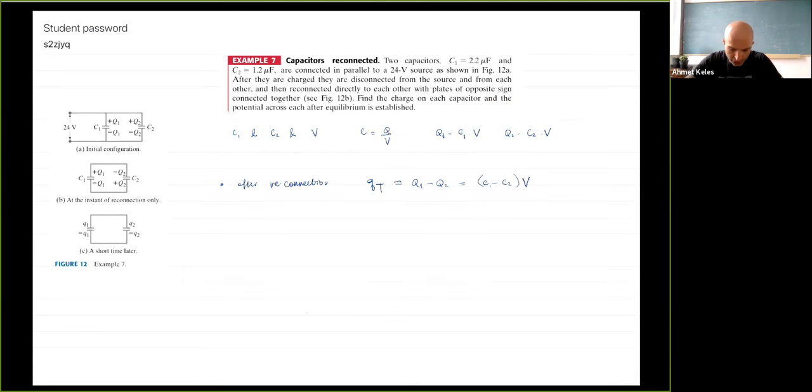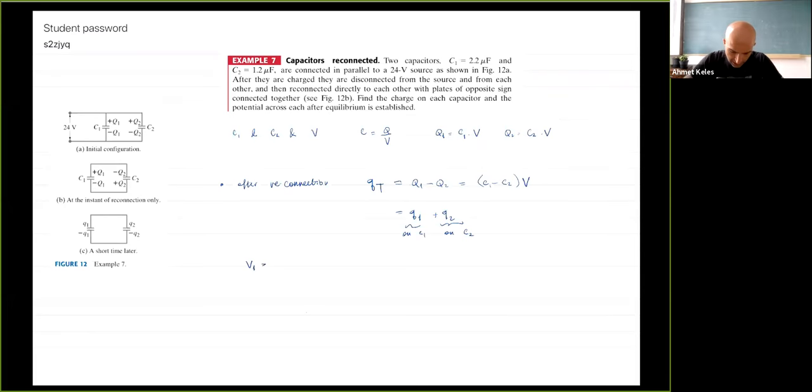Now these guys should share this total charge, right? This total charge should be shared so that they have Q1 plus Q2, like on the C1 capacitor, and this one is on the C2 capacitor. But when they are reconnected, I know the voltage should be the same.